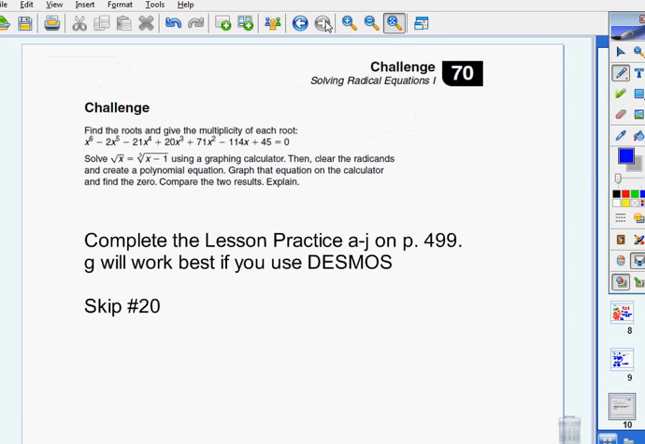This is some extra information here. I said it will work best if you use Desmos. You can use your graphing calculator if you prefer that. I don't care what you use. Those of you who are absent, I need you to bring your practice problems finished on Monday.